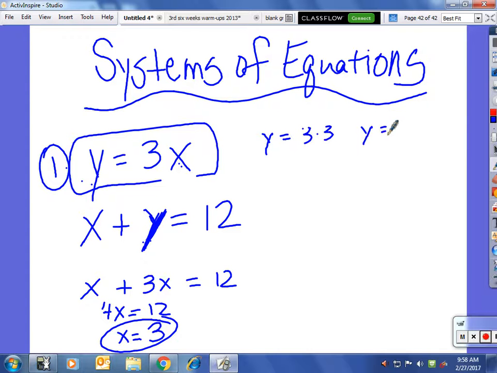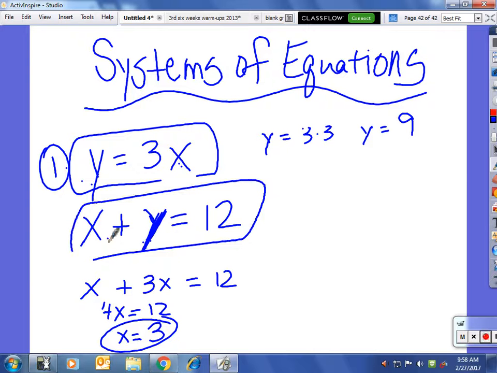So what does y equal? 9. I could have done the same thing right here. Instead of x plus y equals 12, I could have done 3 plus y equals 12. Subtract 3 from both sides, and guess what y equals? 9. Now, how do I write the answer?